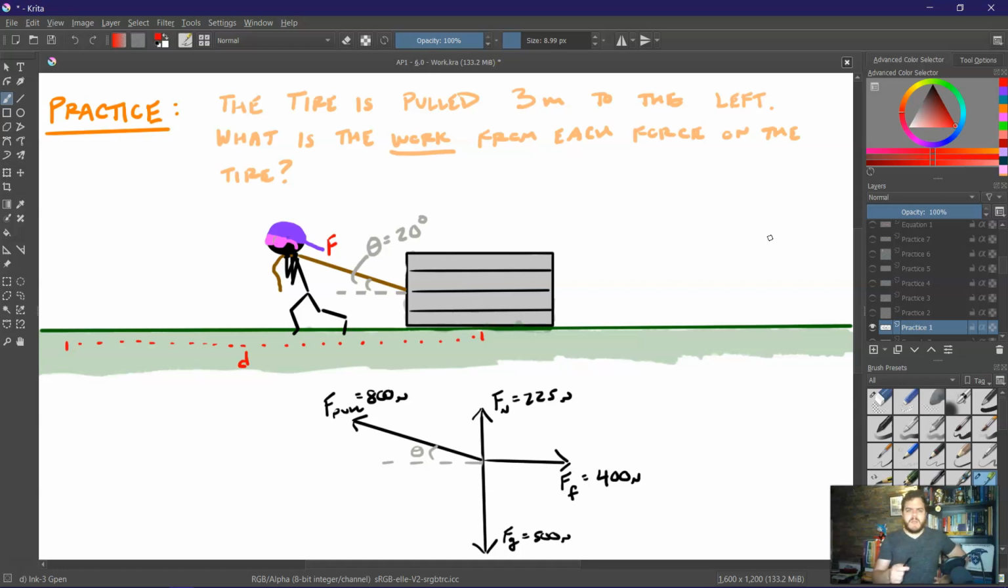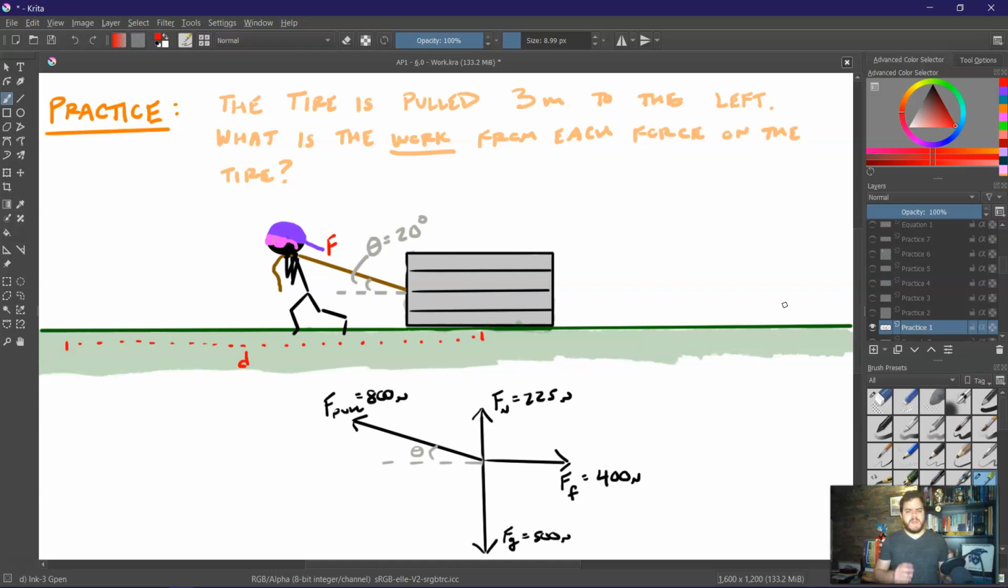So let's say the tire is instead pulled 3 meters to the left. And if we see it's pulled by a rope, and it's pulled at this angle theta, where theta is 20 degrees. And what is the work from each of the forces on the tire? Well, once again, gravity is still 500. The pull force is 800 newtons at 20 degrees. The normal force is reduced because the pole is at an angle, so that would be 225 newtons, and the force of friction is about 400 newtons. So let's go ahead and start with the ones we've already kind of dealt with.